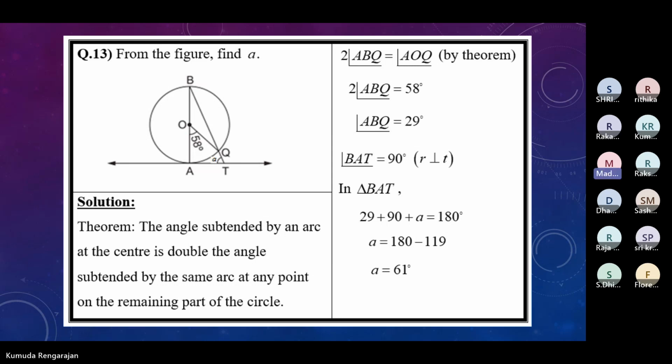Ma'am, I found the answer in a different way. Using the quadrilateral OATQ, is it? No, ma'am. I constructed chord AQ, and then using angles, 58 plus 2x is 180 degrees. Correct. So how much is this angle? 61, ma'am. And angle Q is also 61, ma'am. Correct. This is also 61.